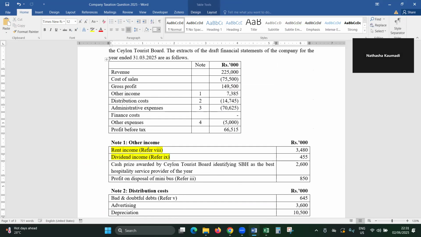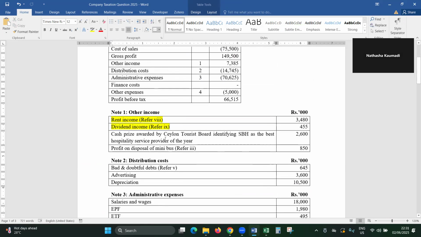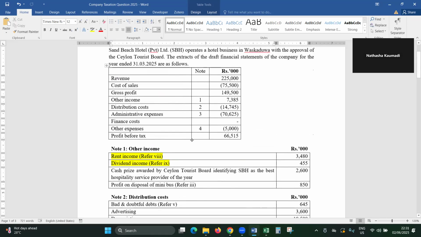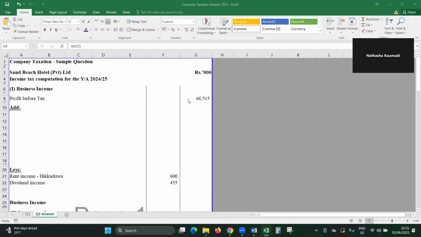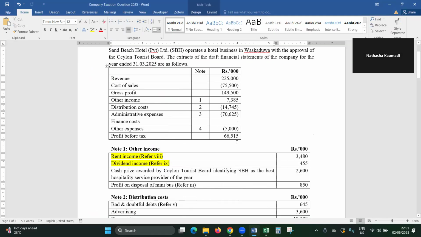Here, the third one. Cash prize awarded by Ceylon Tourist Board, identifying the company as the best hospitality service provider. What do you think? Is this taxable? Yes, this is taxable. Taxable benefit. You have received a benefit which is taxable. Anyway, this is coming under profit before tax. But you can keep it there as a business income. No need to change anything.